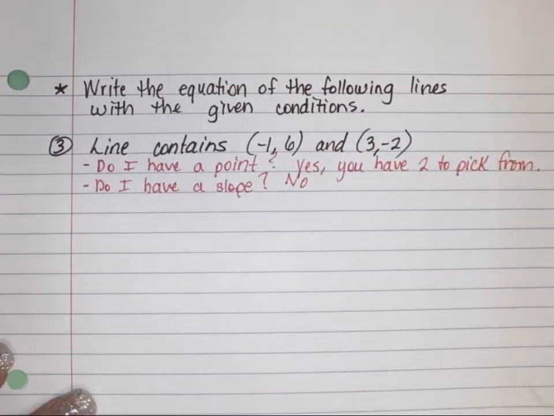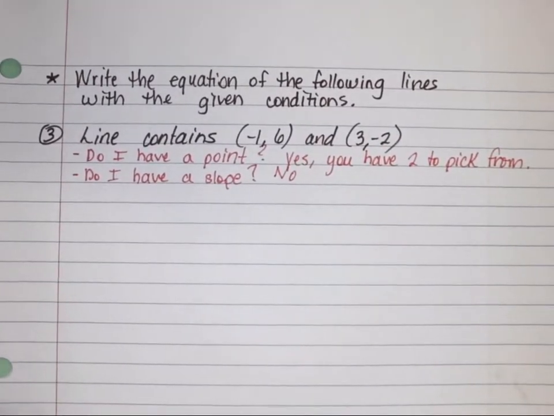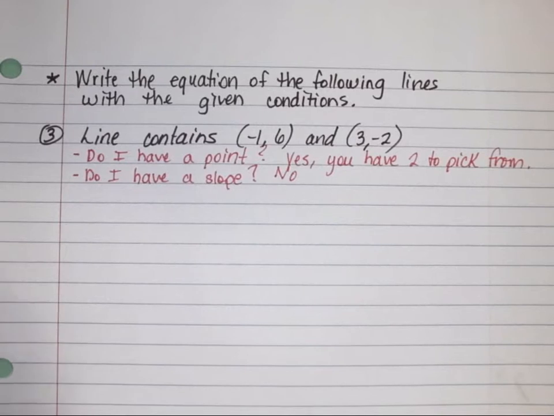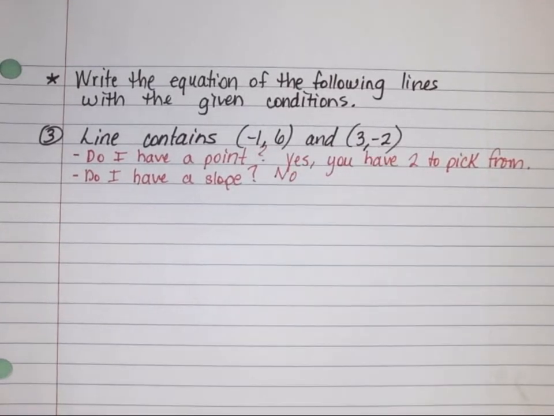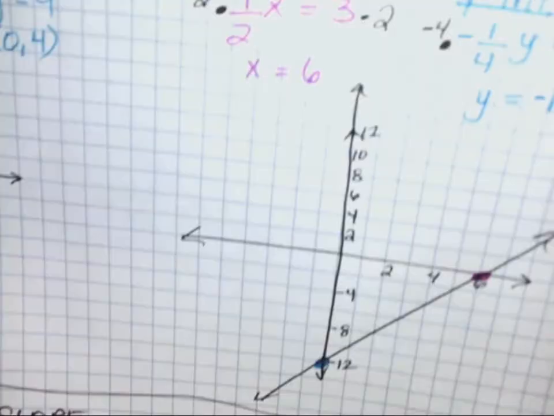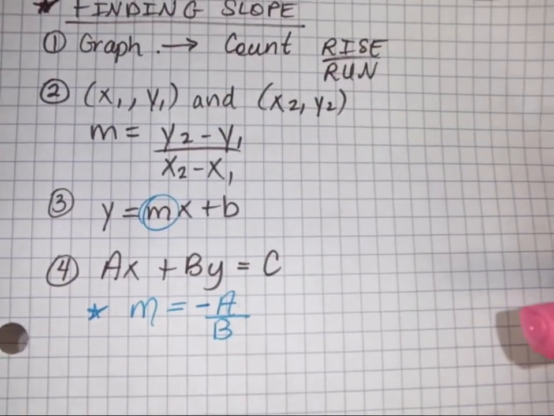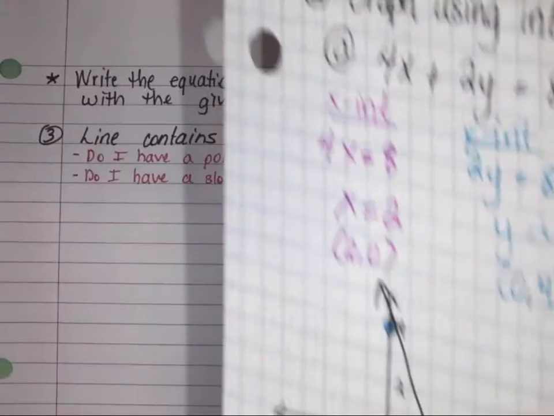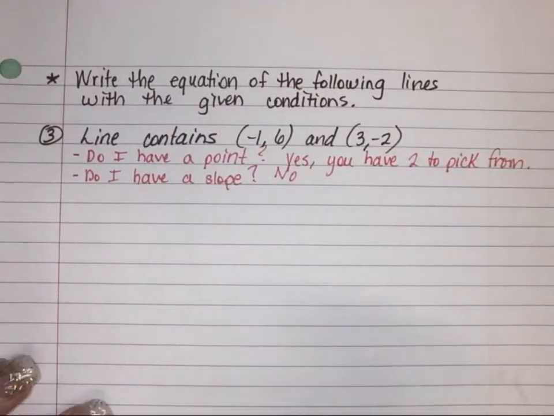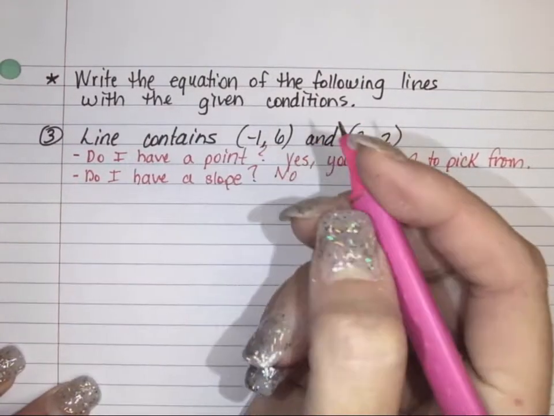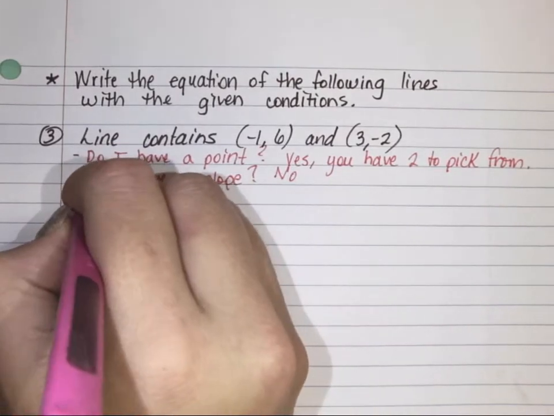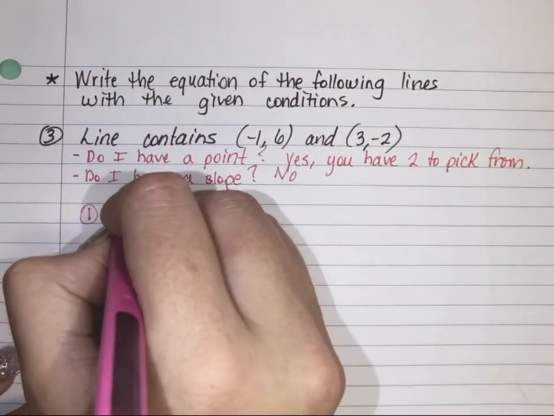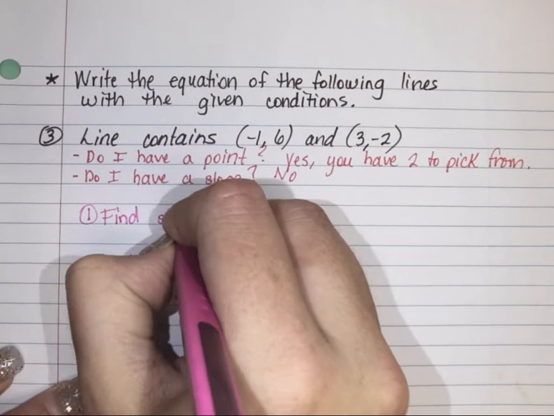Then you have to also think to yourself, well, how do I find the slope based on what you're given? Well, you're given 2 ordered pairs here. So of course, finding the slope, if you're given 2 ordered pairs, it's number 2. You have to use the slope formula. So number 1, find the slope since you're not given that.